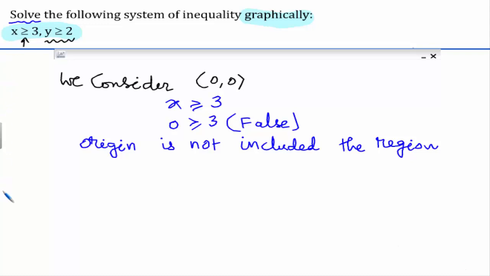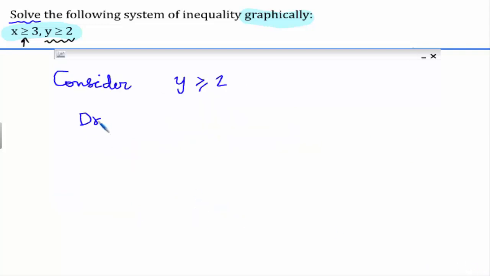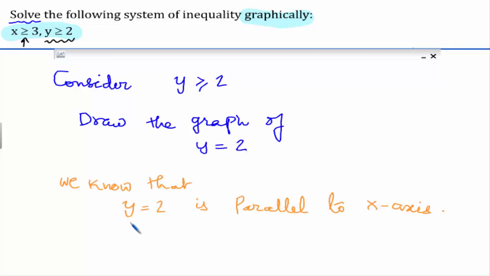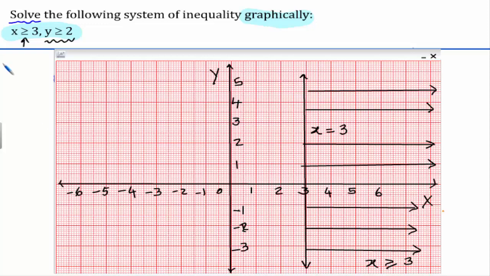Let us consider the second inequality, which is y greater than or equal to 2. And here also we have to draw the graph of y is equal to 2. Now we know that the line y is equal to 2 is parallel to the x-axis, which intersects the y-axis at 2. Now let us draw the graph for that. So it should intersect the y-axis at 2, and the graph will be like this.